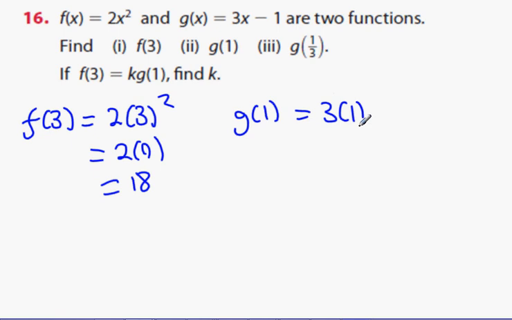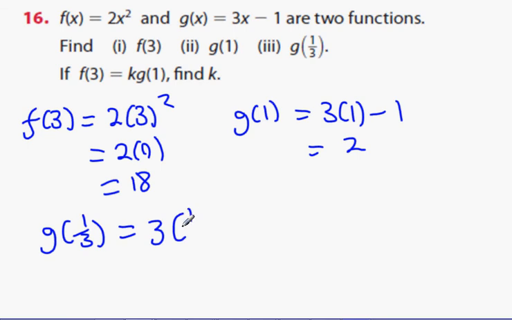Okay. What about g of 1? 3 times 1 minus 1, which is 3 minus 1, 2. What about g of a third? 3 times a third minus 1. And what do we get? 1 minus 1, which is 0.